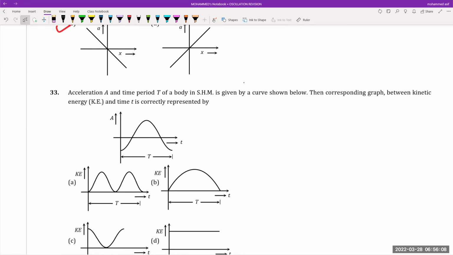33. Acceleration a and time period t of a body in SHM is given by the curve as shown. Okay. Then corresponding graph between kinetic energy and the time t is corresponding to your how much? So in SHM when acceleration is negative maximum or positive value, the velocity will become 0. So kinetic energy is also becoming for me 0.